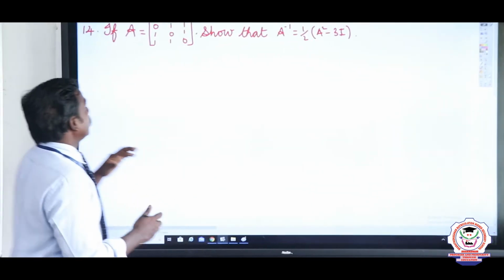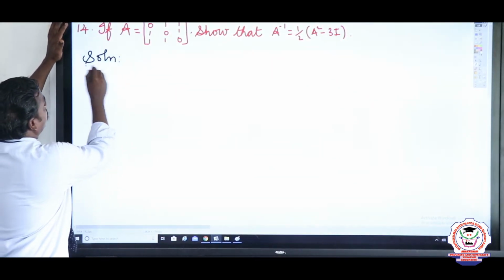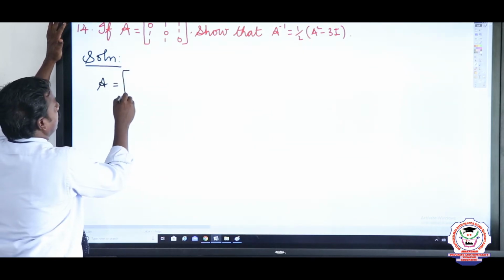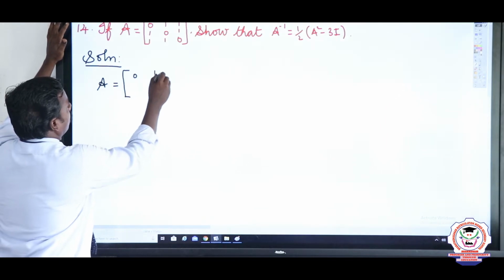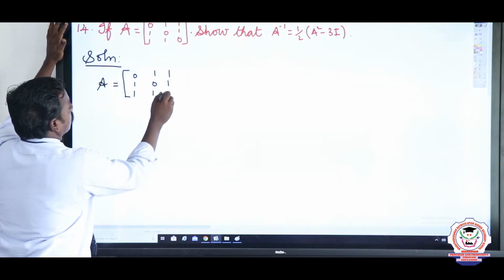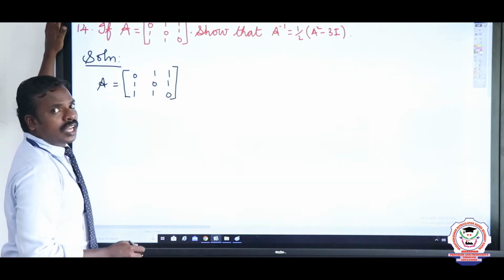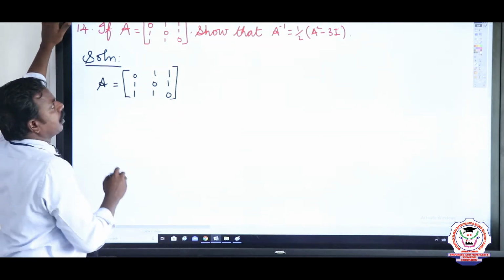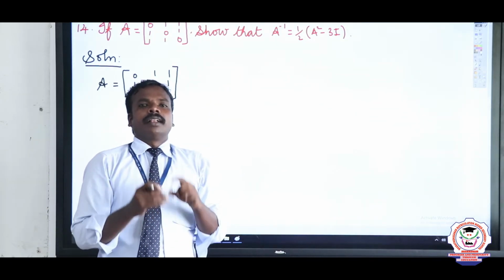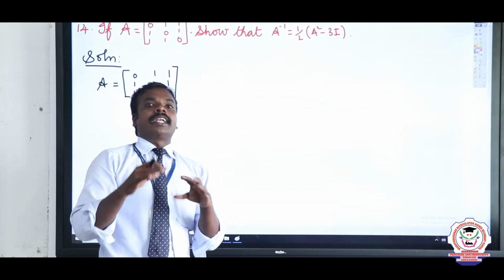Listen. In the solution, we always first need to write the given matrix. What is the given matrix? Matrix A equals the 3 by 3 matrix, first row 0, 1, 1, second row 1, 0, 1, third row 1, 1, 0. So all the leading diagonal elements are 0. From this, in the left hand side, I am going to solve first to find A inverse. To find A inverse, we need the determinant of A and the adjoint of A. Now I am going to find the determinant of A.